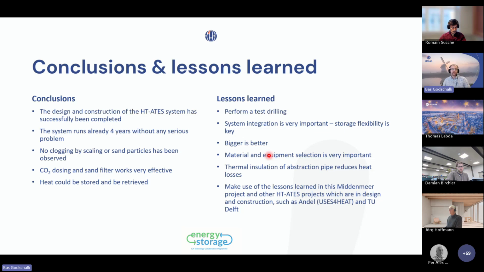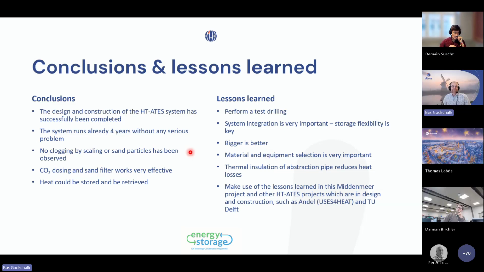Now, the conclusion is that this system has been designed and constructed in a proper way. It has been running for more than 4 years without any serious problem. We are very happy with that because it was also a quite a learning project for us, as nothing like it was done before, so we had to figure out nearly everything. Also, we have no clogging by scaling or sand particles. That's very good because then the measures have been effective. The CO2 dosing helps and the sand filtering works well. And we could, of course, retrieve the heat.